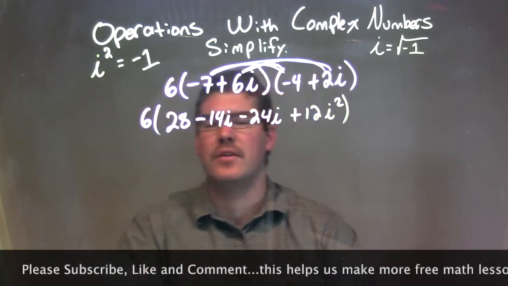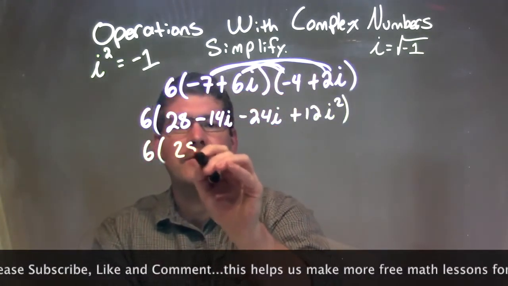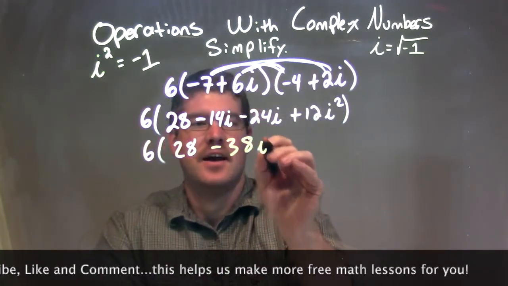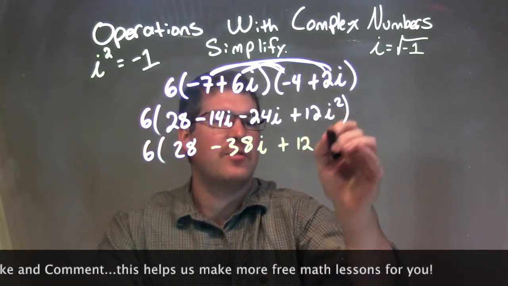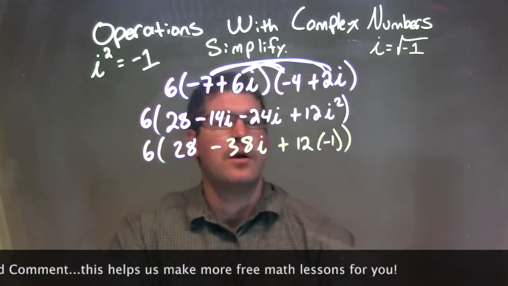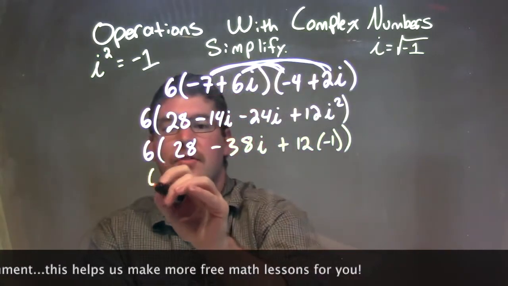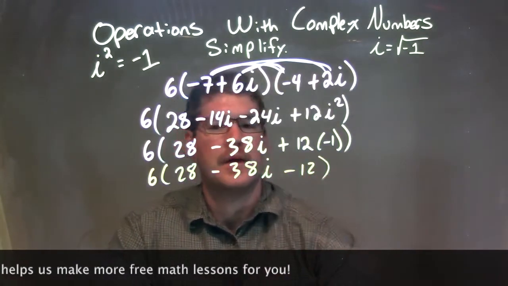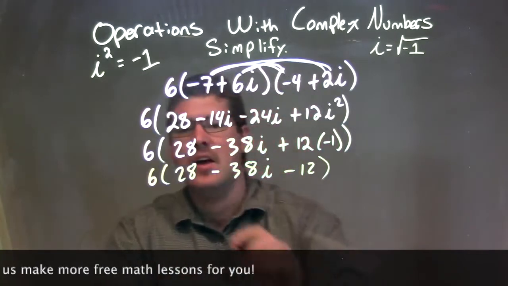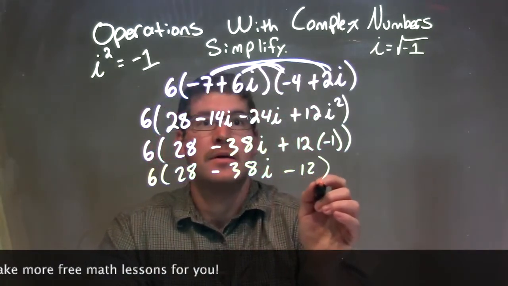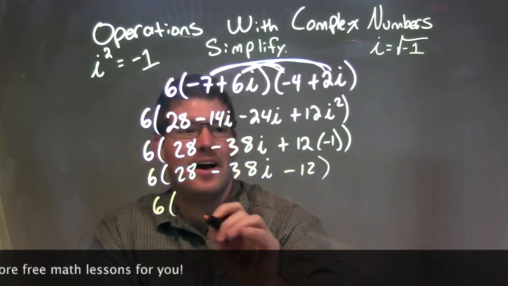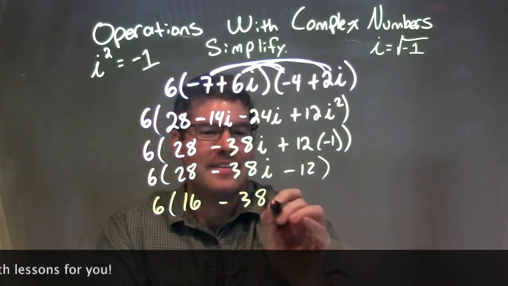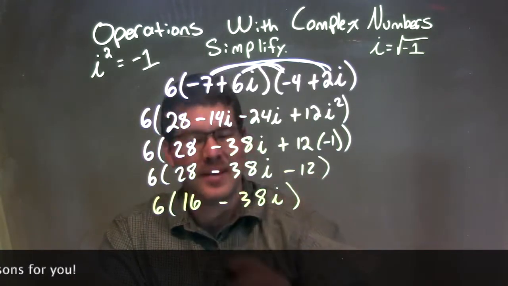So let's simplify inside of this big parenthesis. 6 comes down, 28 just stays there, but minus 14i minus 24i is a negative 38i. And then we add 12 times, well, i squared is a negative 1, okay? Well, 12 times negative 1 is a negative 12, so we have 6 here times 28 minus 38i minus 12. Now we can combine the negative 12 and the 28. 28 minus 12 is 16. Minus 38i. So 28, negative 12, positive 16.